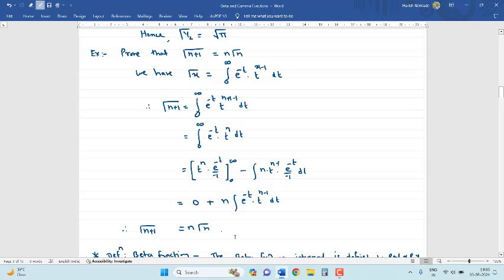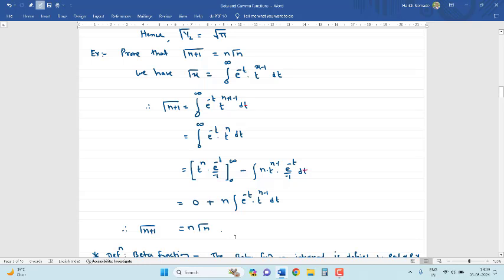So this is equal to integration from 0 to infinity e raised to minus t into t raised to n dt. So here we solve this integration by parts. So this is equal to t raised to n into integration of e raised to minus t, is e raised to minus t upon minus 1, limits from 0 to infinity, minus integration, derivative of the t raised to n is n times t raised to n minus 1 into e raised to minus t upon minus 1 dt.